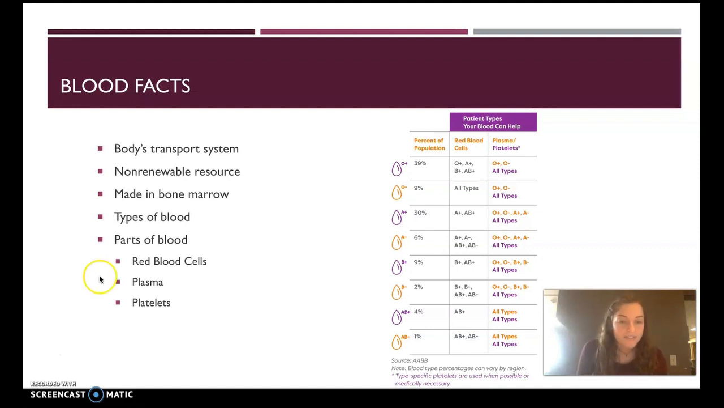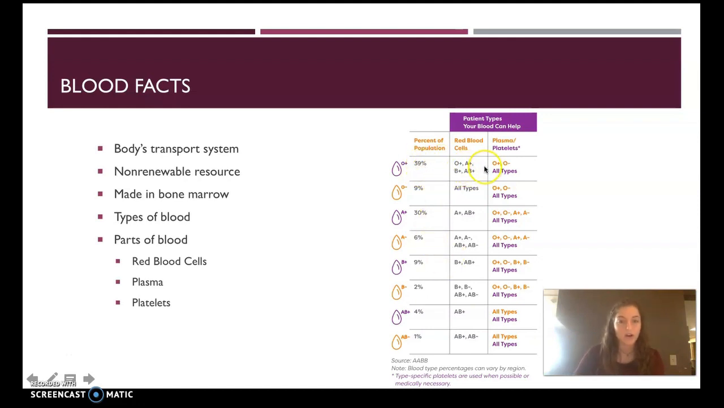This graph that I have here shows all the different blood types. There is O, A, B, or AB, and each blood type can either be positive or negative. You can see these 8 blood types. O positive is the most popular, followed by A positive.